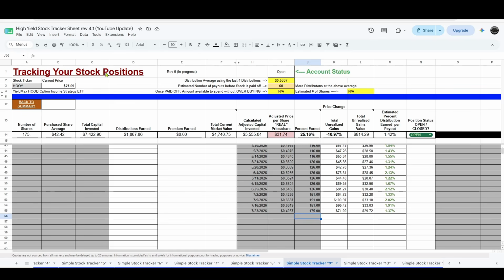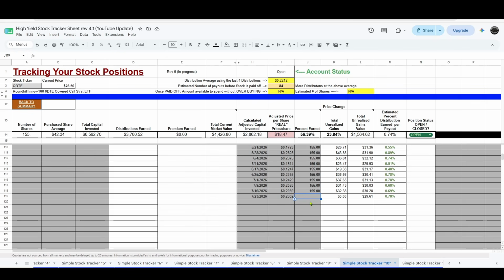But if WHOI does move back up, it's going to definitely decrease that potential loss. And if it can get above that 31.74, back up to 32 or higher, then I'm going to show this one as green in the summary page.